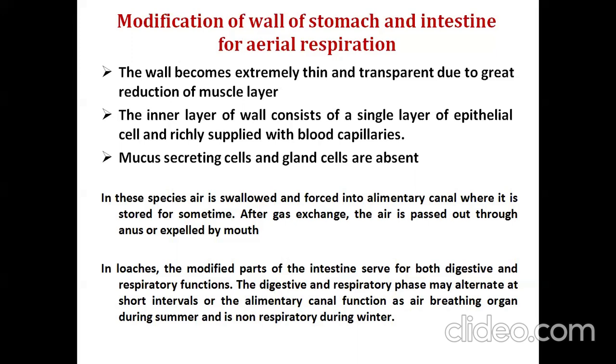The same way, either it will be expelled through the mouth or through the anus. And in loaches especially, the modified parts of the intestine serve for both digestion and respiration. The digestive and the respiratory phase may alternate at short intervals, or the alimentary canal functions as an air-breathing organ during the summer and is non-respiratory during the winter.